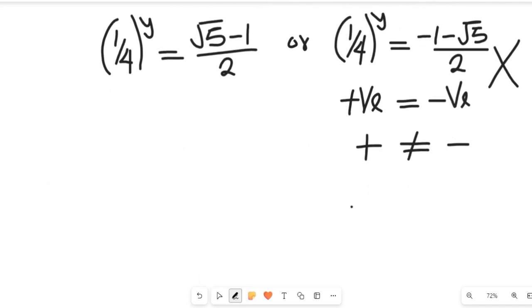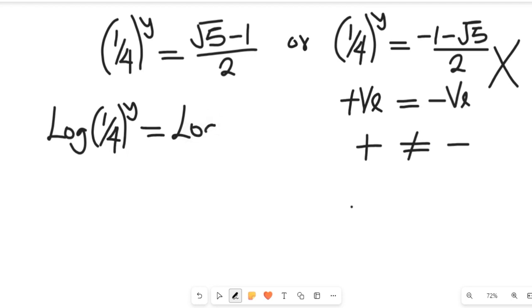If we look at this solution, you'll find out that 1 divided by 4 all to the power of y is equal to (square root of 5 minus 1) divided by 2. Both can give us a positive solution. So we are going to take the log of both sides. We have the log of 1 divided by 4 to the power of y equal to the log of (square root of 5 minus 1) divided by 2.